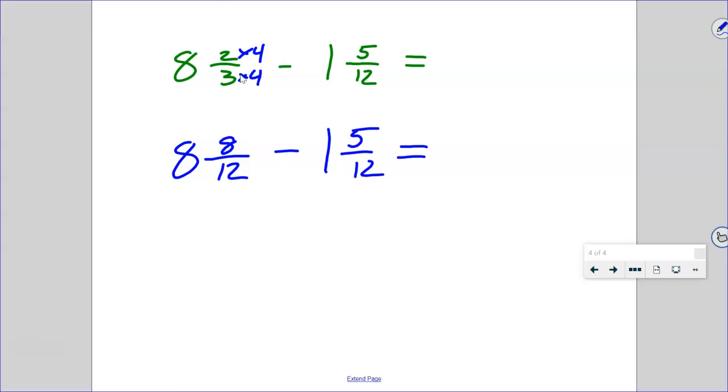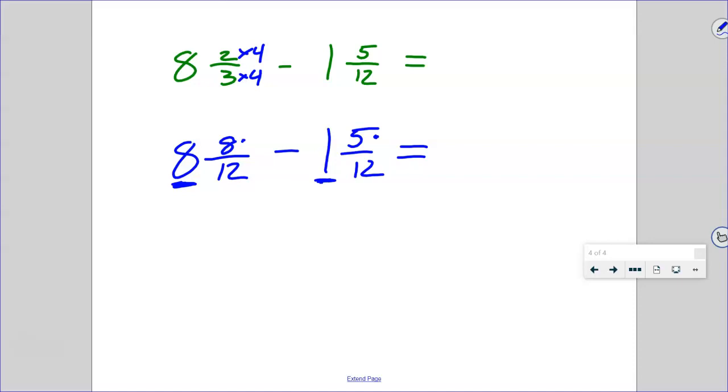Now, in this situation, we've got to be careful that we don't just automatically start borrowing every time. Sometimes you don't need to, and this is one of those instances. 8 is enough to take away 1. 8/12 is enough to take away 5/12. So in this situation, we're not going to borrow unless we absolutely need to, and on this one, we don't. So we're going to subtract.